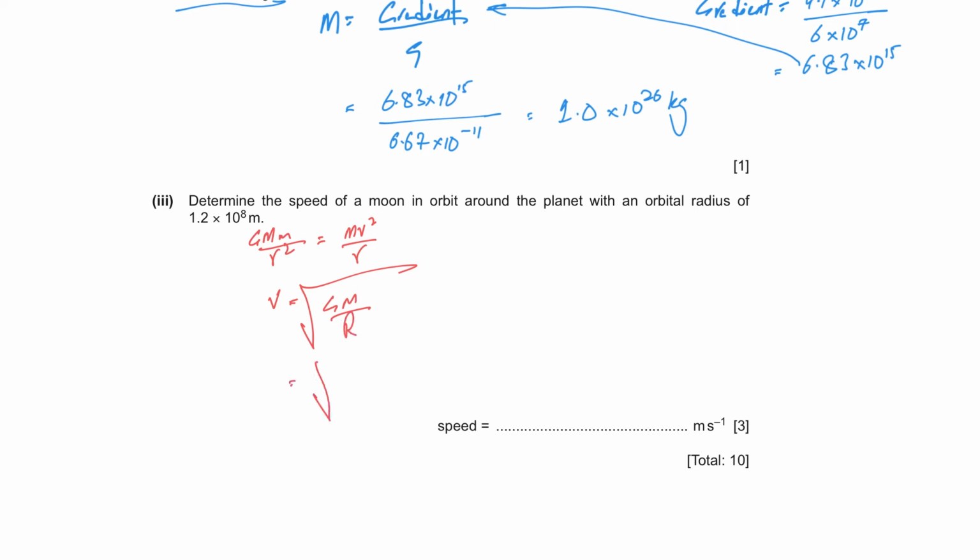Now, G is 6.67 × 10^-11. The mass is 1.0 × 10^26 kilograms upon r, which is 1.2 × 10^8 meters. This will give us the speed of the moon, which is 7,500 meters per second.